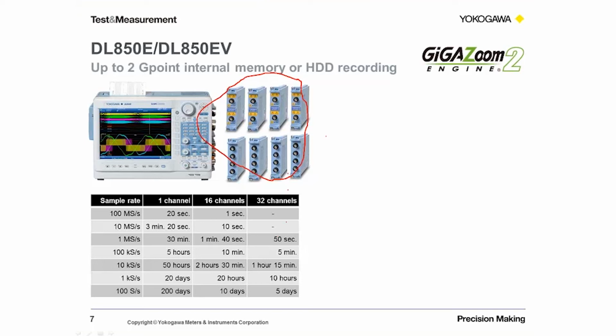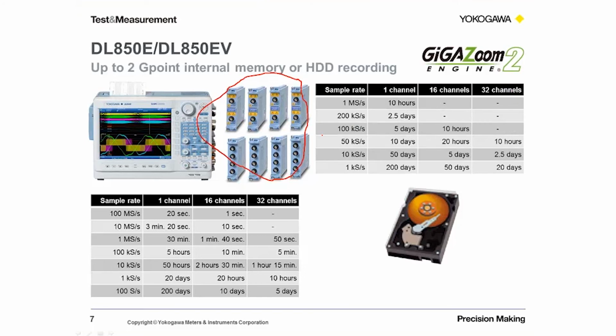achieved in practice. However, with the DL850, we can also save to internal hard disk or external hard disk using an eSATA interface. That means there is a restriction on speed, because it won't work as fast as the internal memory. But in this case, at 1 megasample per second with 1 channel, we can run for 10 hours. And when we sample as low as 1 kilosample per second, we can sample 1 channel for 200 days. Hence, that is the specification we publish within our brochures.